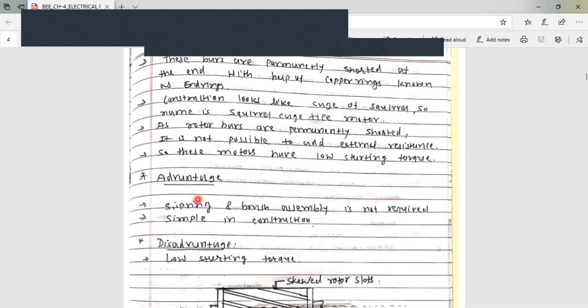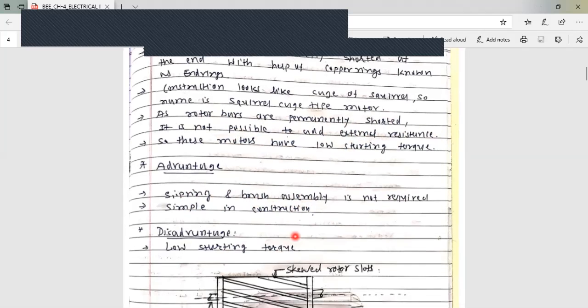Advantage of the above type: slip ring and brush assembly is not required. We will discuss both components in the next type. It is also simple in construction. But the disadvantage is low starting torque. Why low starting torque? Because rotor bars are permanently shorted, so it is not possible to add any external resistance. That's why this type of rotor has low starting torque.